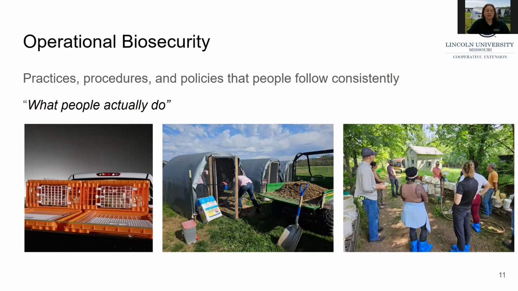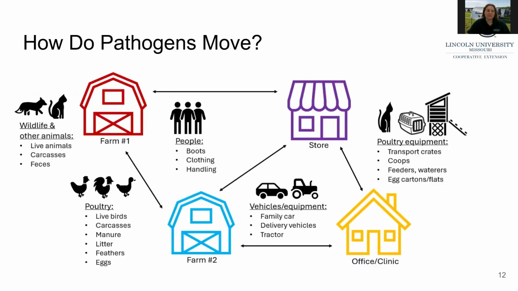To answer those questions, we need to understand how pathogens could move through the system, and that's where we're going to start applying those investigator muscles. So we've defined biosecurity and looked at the physical environment and the practices people use to manage risk. But to investigate biosecurity, we have to go one step further. We need to understand how pathogens could actually move through a system. So let's look at the bigger picture.